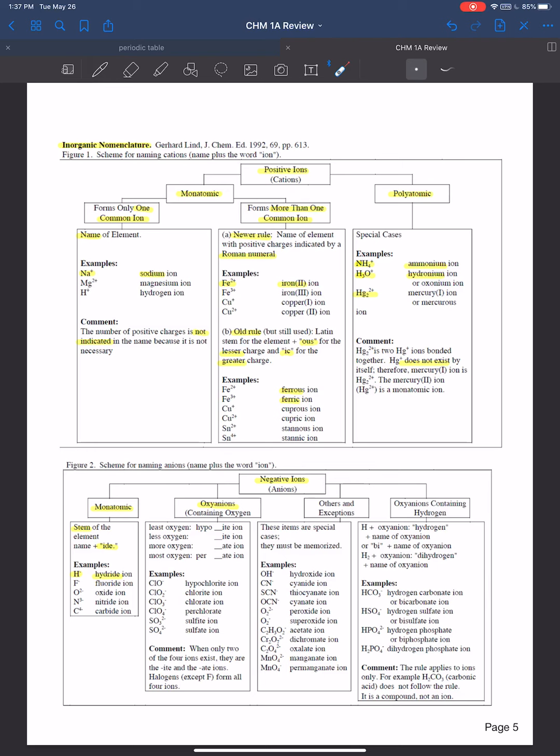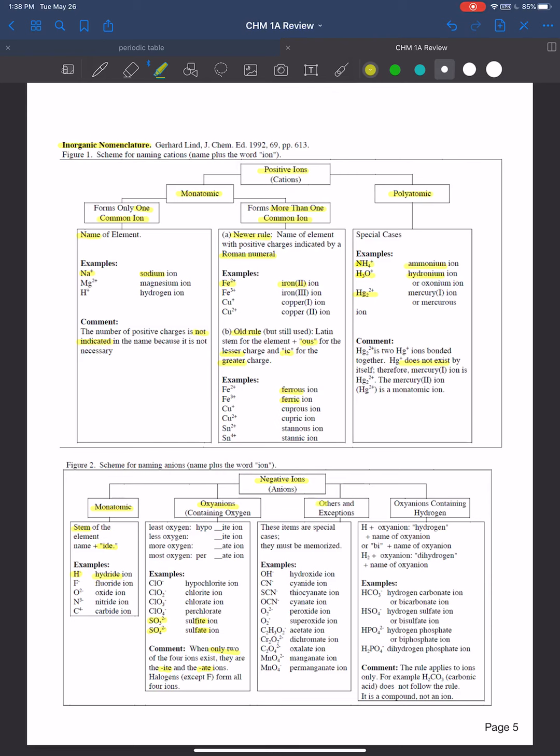But for example, the sulfur series doesn't have four species, it only has two. When only two of the four ions exist, then you only use the -ite or the -ate. So you can see here SO3 2- is sulfite, and SO4 2- is sulfate.